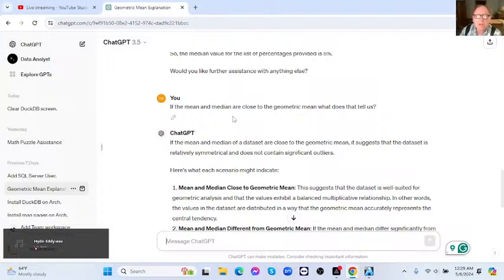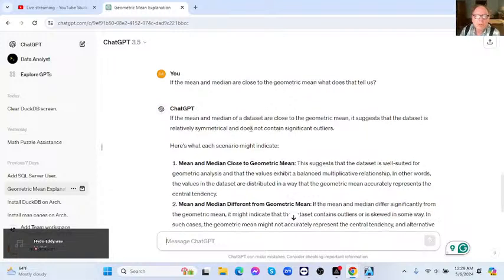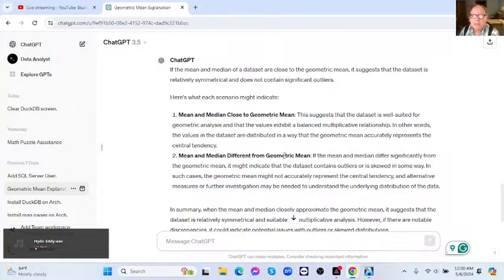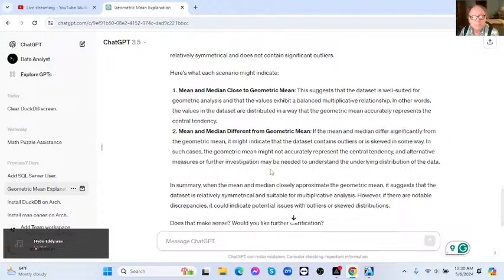If the mean and median are close to the geometric mean, it suggests that the data set is relatively symmetrical and does not contain significant outliers. Oh, that's very good. Okay. Here's what each scenario might represent. If the mean and median are close, this suggests that the data set is well suited for geometric analysis and that the values exhibit a balanced multiplicative relationship. If the mean and median differ significantly from the geometric mean, it might indicate that the data set contains outliers or is skewed in one way or another. Okay, good.